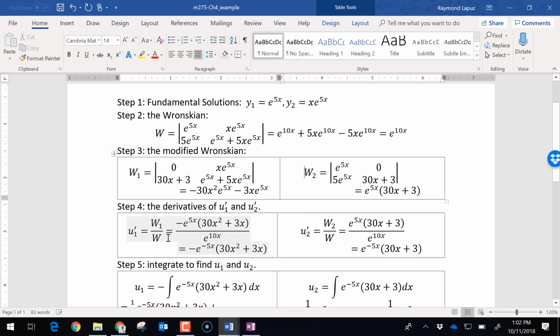And now you divide by the Wronskian, which is e to the 10x. And then you get something like this. And remember that this is u1 prime, and you want to find u1, so we have to integrate. u2 prime is similar, not quite the same. So that's e to the negative 5x times 30x plus 3.